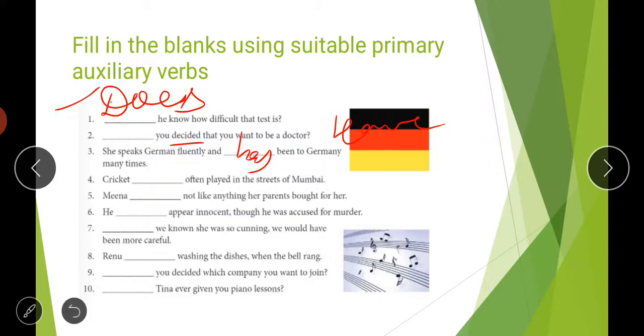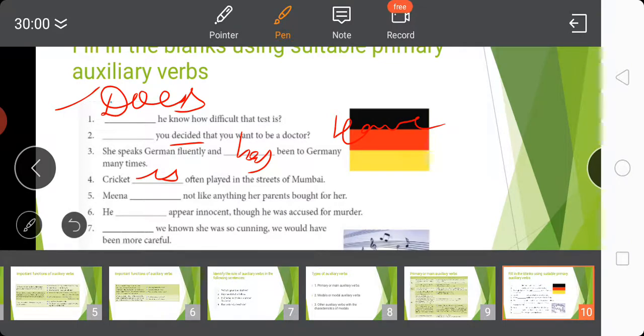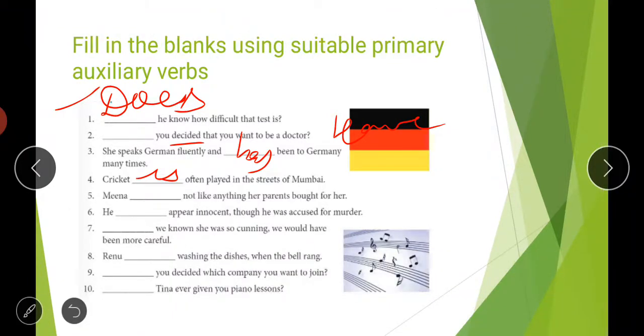Then fourth is, cricket dash often played in the streets of Mumbai. So cricket is often played. Is. So here is used to form, you can say, the passive form of the sentence.